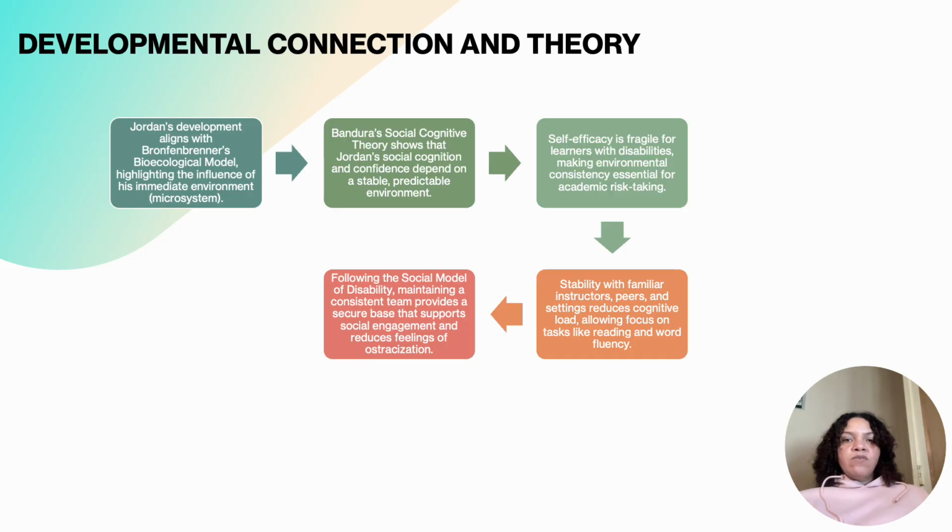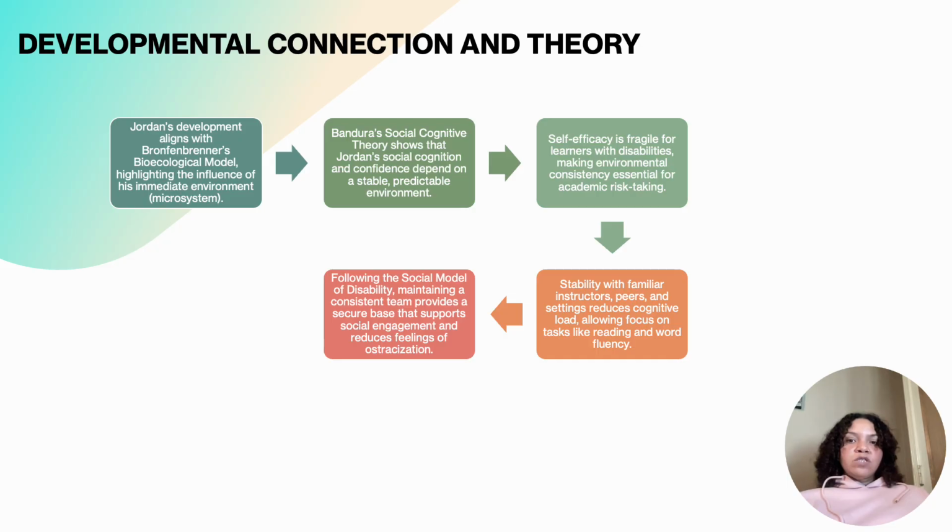Bandura emphasizes that self-efficacy, the belief in one's own ability, is fragile in learners with disabilities. Therefore, a predictable and familiar environment is a prerequisite for academic risk-taking. The necessity of environmental stability for students navigating neurodevelopmental or learning challenges. Stability is not merely a preference, but a neurological necessity. Familiarity with instructors, peers, and physical settings reduces the cognitive load required to process transitions, allowing the student to redirect that mental energy toward complex tasks like reading and word fluency.